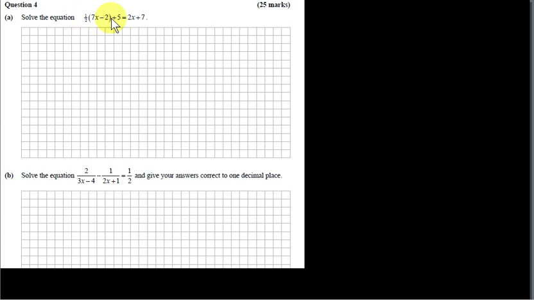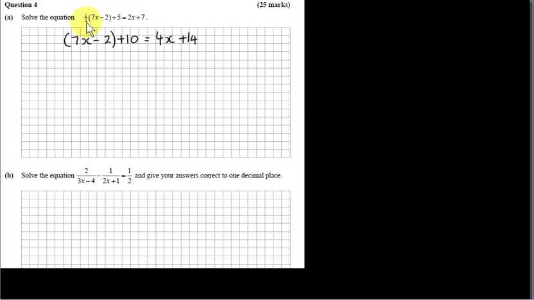What I will do is multiply all of this equation by 2. 2 times a half is 1. And then we have 1 times (7x minus 2). 2 times plus 5 is plus 10. Then we multiply the right hand side by 2. 2 times 2x is 4x. 2 times 7 is 14. So I just multiplied it all by 2 to get rid of this half.